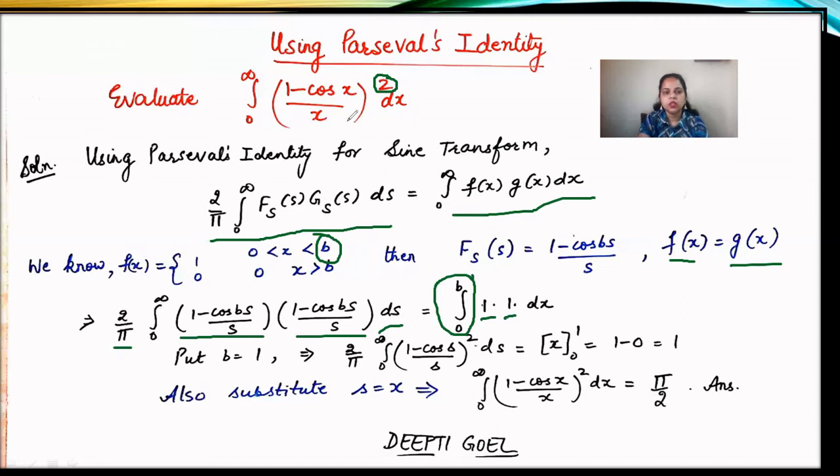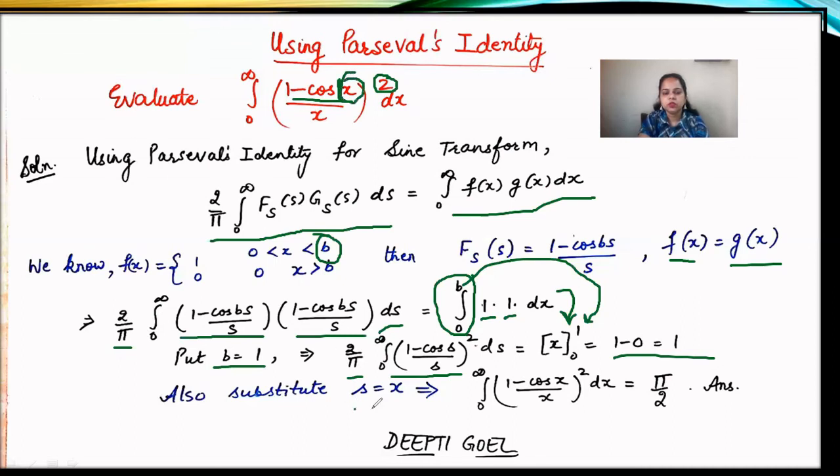Since the 1 minus cos x term is there and there is no b involved, b takes the value 1 here. So we make a substitution, let b be equal to 1, and we get the equation 2 by pi integral 0 to infinity of (1 minus cos s) by s square ds, and upon integration of the right hand side we get x, and the limits are from 0 to 1 because we have assumed that our b value is 1. So the right hand side takes the value 1, and further, the s is replaced by the x variable.